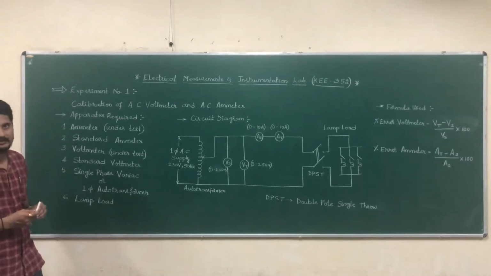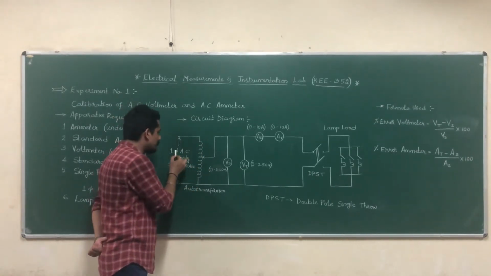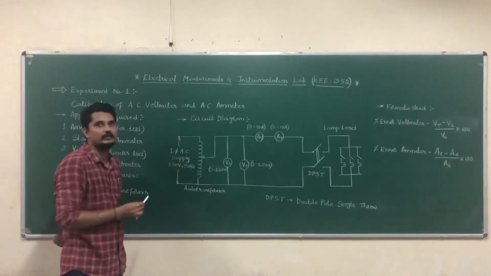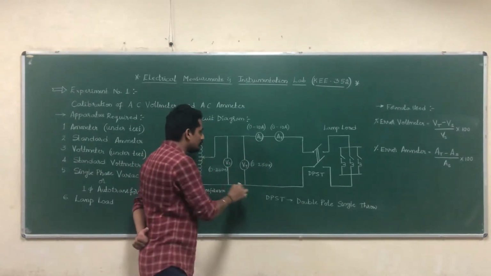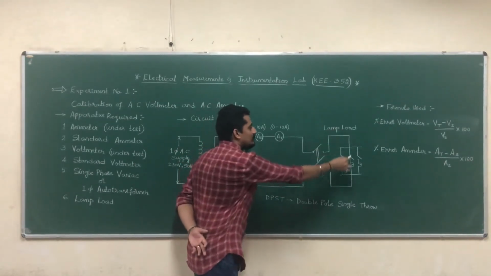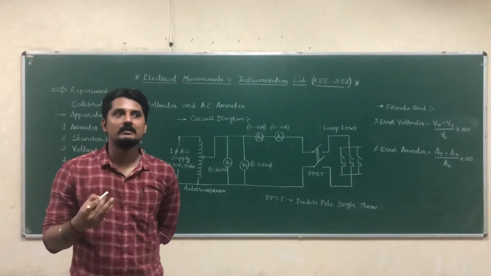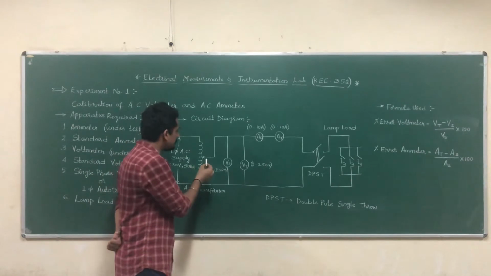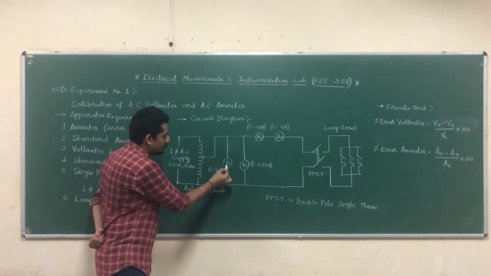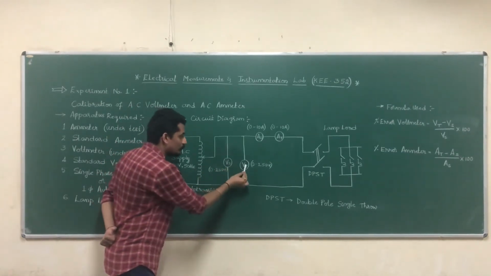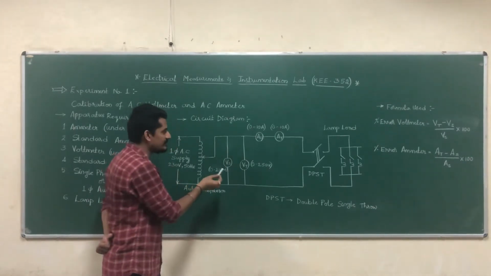Now let us discuss the circuit diagram. First we have an auto transformer, also called a single phase variac. For this auto transformer we get a single phase AC supply, that is 230 volts, 50 hertz. Now we have 2 voltmeters and 2 ammeters, and these 4 instruments are connected to a lamp load. A voltmeter has to be connected in parallel and an ammeter should be connected in series. First, we connect a standard voltmeter in parallel to the auto transformer. We take one more voltmeter, the test voltmeter, or voltmeter under test, in parallel to this standard voltmeter.